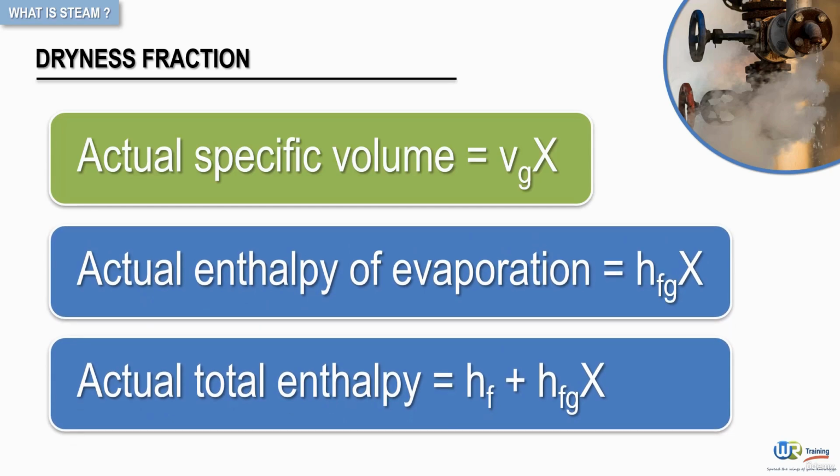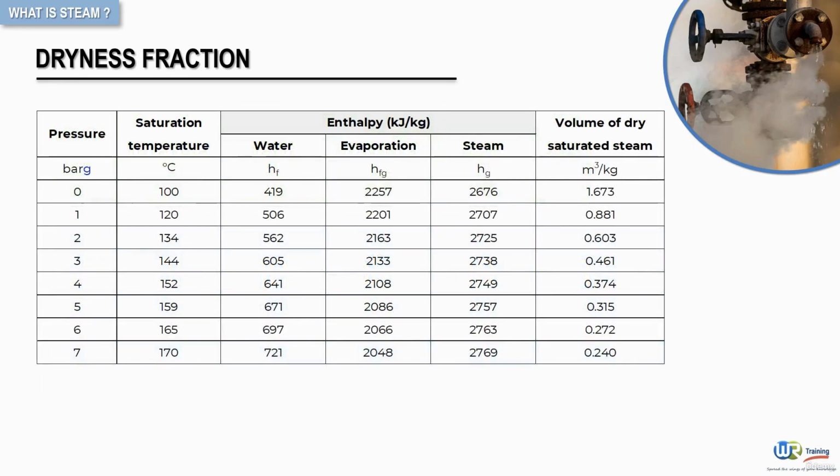To better illustrate these concepts, let's refer back to the steam table. Now, steam at a gauge pressure of 6 bar, having a dryness fraction of 0.94, will only contain 94% of the enthalpy of evaporation of dry saturated steam at 6 bar gauge. The calculations that will follow use figures from the steam table.